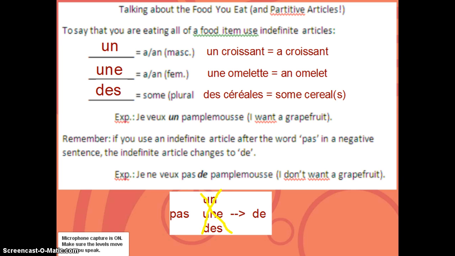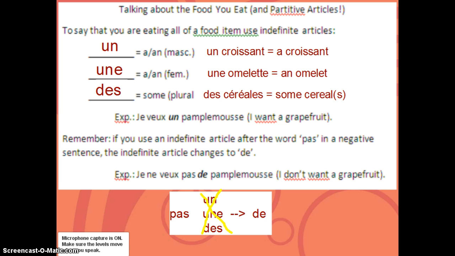I know it's a repeat, but the word for a masculine item, in this section I'd like to use the example of a croissant, is un. And again, un croissant would mean a croissant, as in you're going to have the entire croissant all to yourself, and it's going to be delicious. Une gets used whenever you want an entire feminine item. Omelette, the word for omelet, happens to be feminine. So if you're going to take down that whole omelet on your own, then you're going to say une omelette, because you want an omelet, the whole omelet all to yourself.